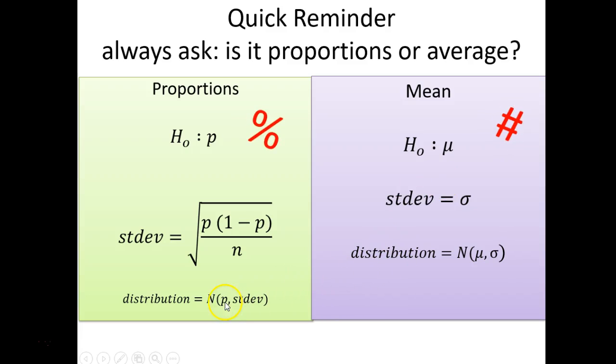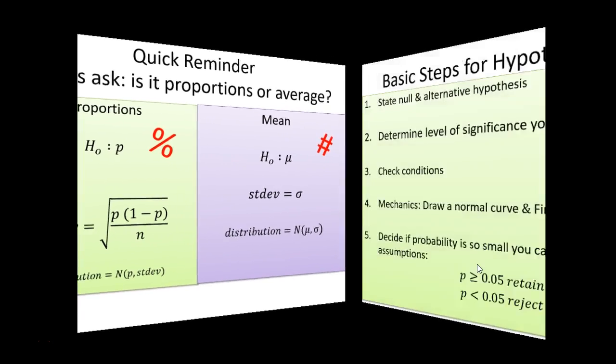All right, so keep that in mind, keeping it straight between percents and numbers. Your distribution is similar. Your center is at p for proportions, and then you count out by standard deviations here. For means, your center is at mu. Just keep that in mind.